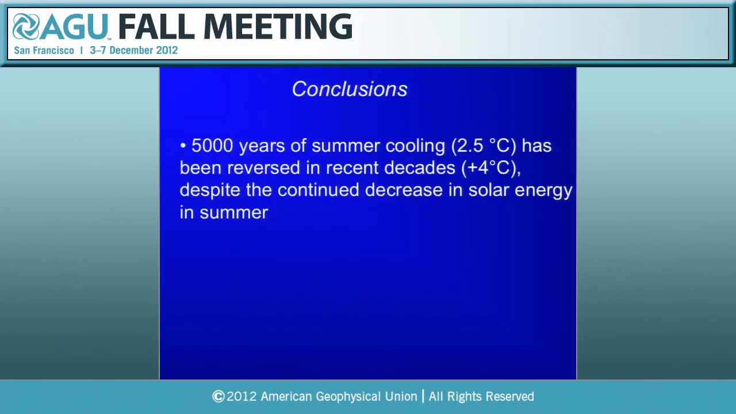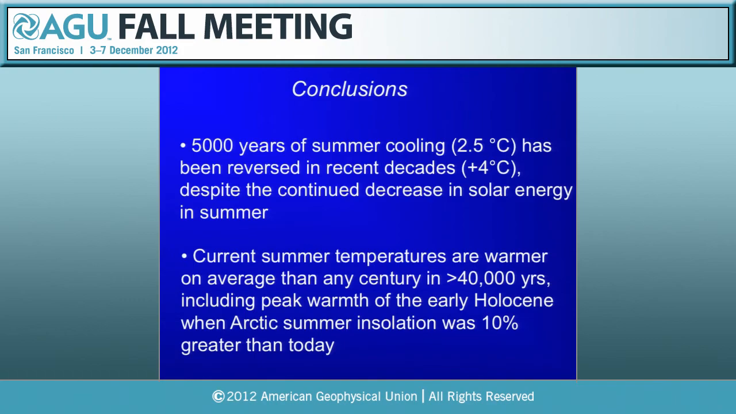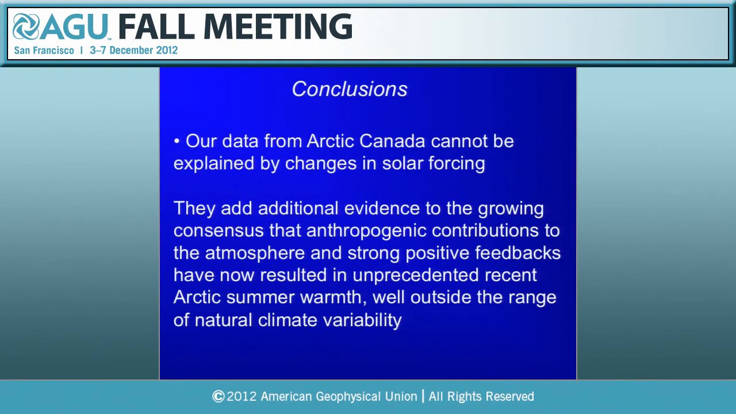So we can draw conclusions then: 5,000 years of summer cooling, which amounts to about 2.5 degrees C of summer cooling, has been reversed in recent decades with a 4 degrees C rise in temperature in the last 100 years for the summer. And that's despite the fact that the amount of energy coming in from the sun over the last century or two has continued to decrease. So we've got less solar energy, but we've seen a 4 degrees C rise in summer temperatures. The current temperatures are warmer on average than any century in at least 40,000 years, including the peak warmth of the early Holocene when the Arctic summer insolation was 10% more than present. And you can't explain those observations from any kind of solar forcing, and so they really add additional evidence to the growing consensus that anthropogenic contributions to the atmosphere are now resulting in unprecedented summer warmth well outside the range of natural climate variability. Thank you.